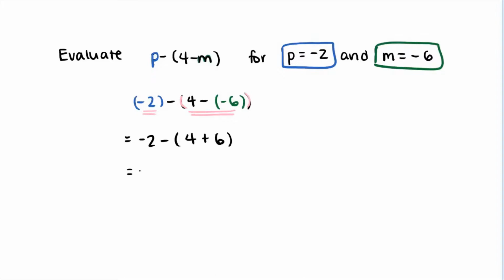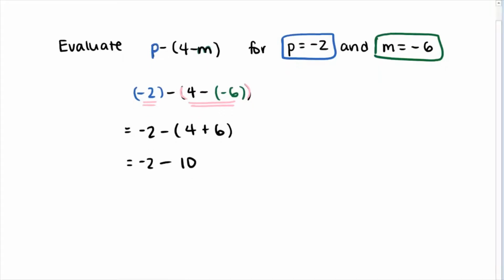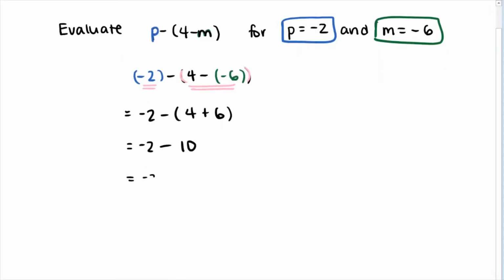And so this is -2 minus 10 here, right? 4 plus 6 is 10, and this is -2. I'm going to view this as plus -10, which comes out to be -12.